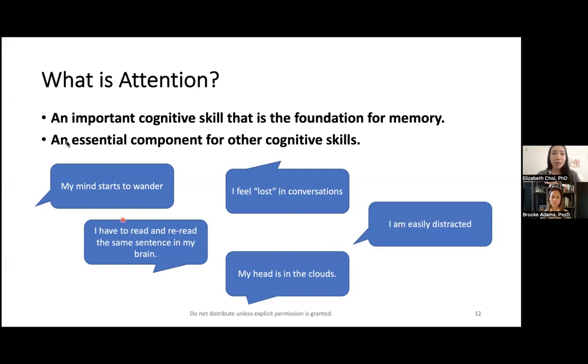So these blue bubbles here reflect some of the descriptions of what attentional difficulties may look like. For example, people may say, my mind starts to wander, and when I'm reading, I have to reread the same sentence many times. In social settings, I feel lost in conversations. At work, I am easily distracted. Or there could sometimes be a feeling that my head is always in the clouds.